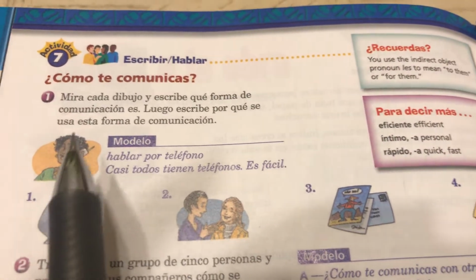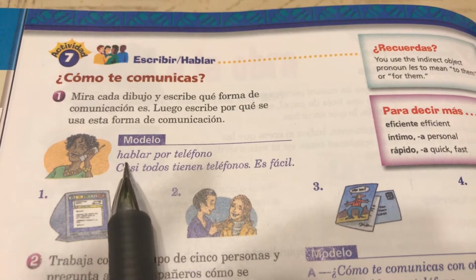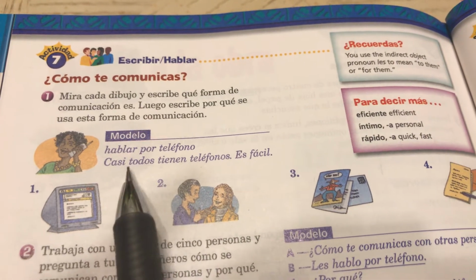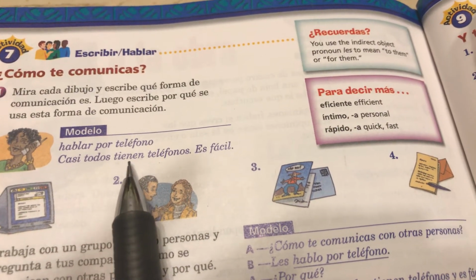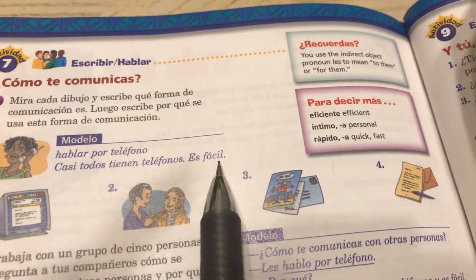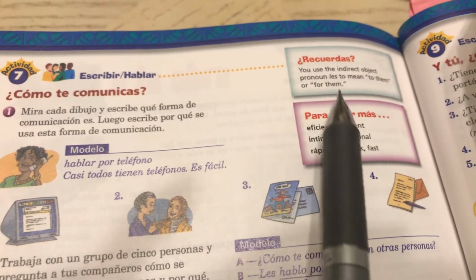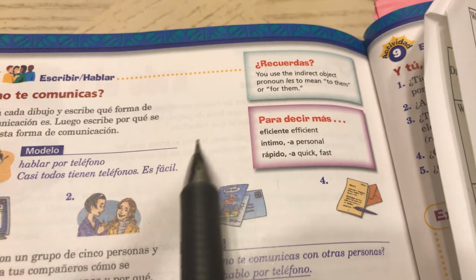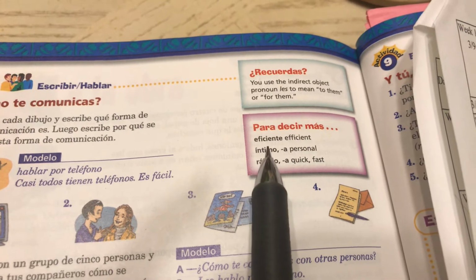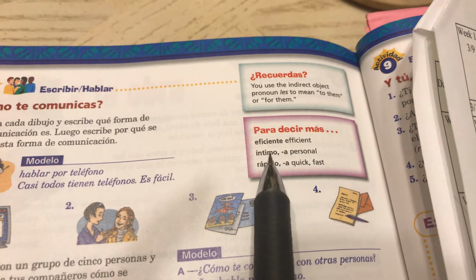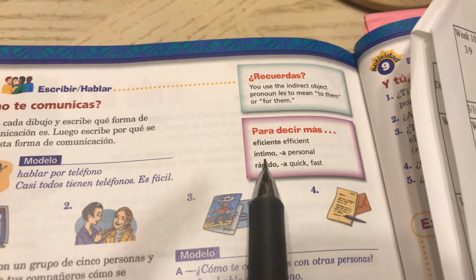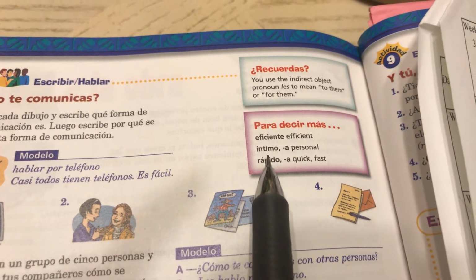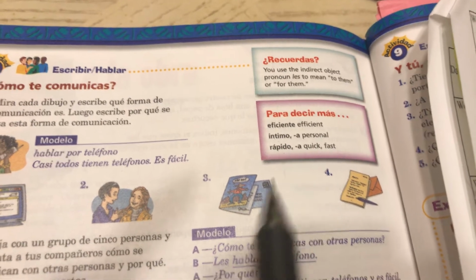So they give the picture here, and this picture is hablar por teléfono. And then they wrote down a sentence. Casi todos tienen teléfonos. Es fácil. Now they've given you over here these words that you can use. Efficient, eficiente, personal, which is íntimo, quick, fast, rápido, or it could be íntima or rápida.